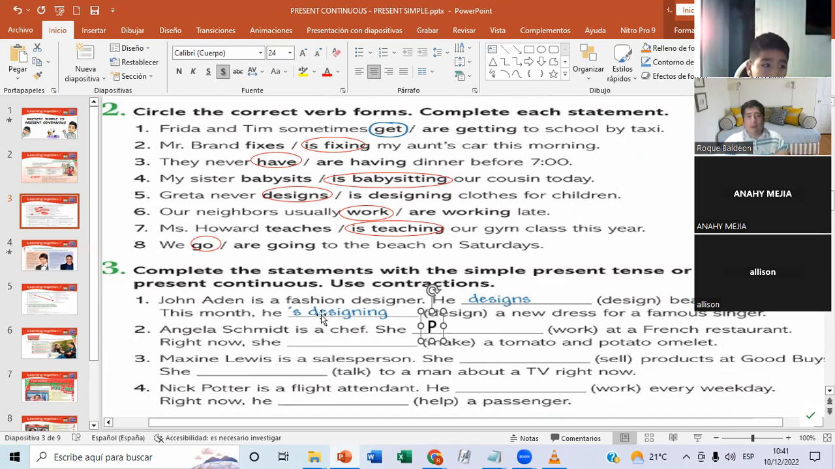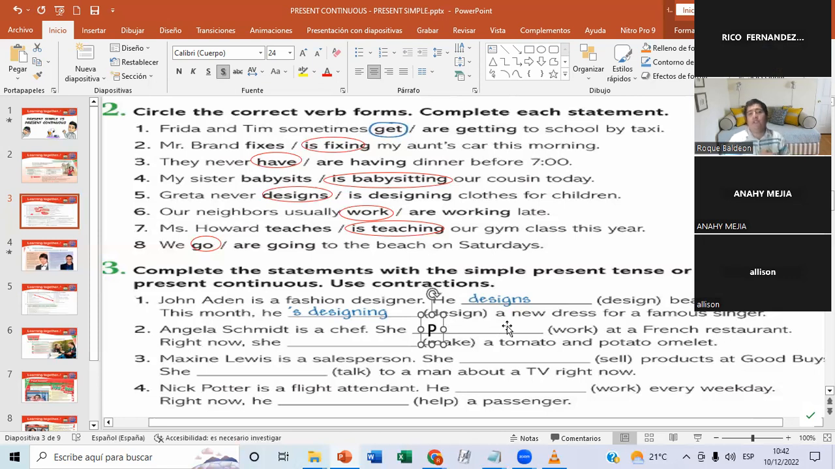Yes, this month. ¿Recuerdan cuándo es temporary situation? This month, this year, today. Siempre va a ser present continuous, temporary situations. Pero cuando ya habla always, sometimes, never, on Sundays, en este caso sería simple present. Good, awesome. Pero aquí, this month, this year, sería temporary situation. Y en el otro, always, usually, never, sería simple present.